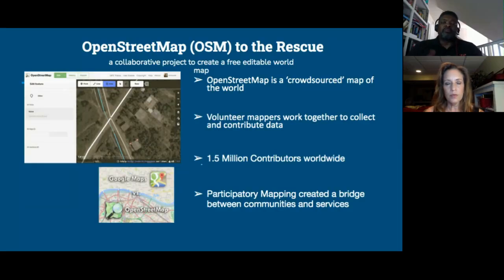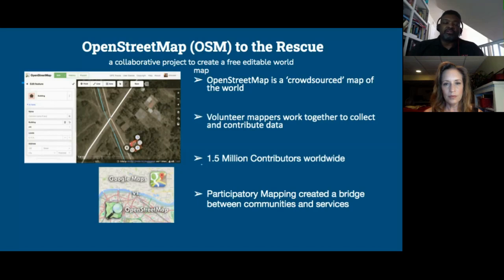And so through what I like to call participatory mapping, it creates a bridge between communities and services. And in this case, in Haiti, mappers all over the world, just at their desktop, were able to create probably the best, most detailed map of Port-au-Prince to this date. And it's still used by government agencies.